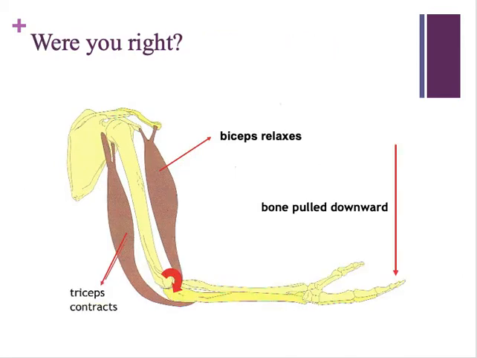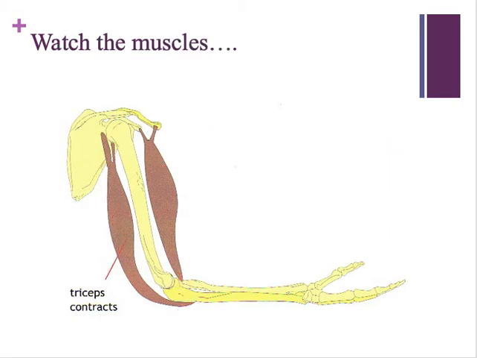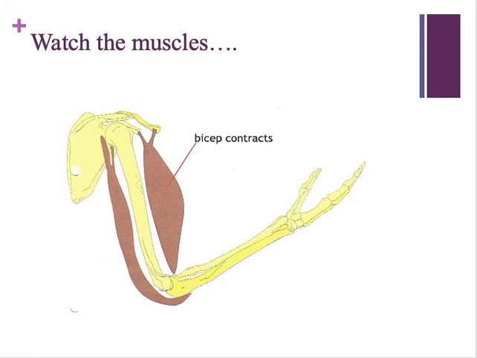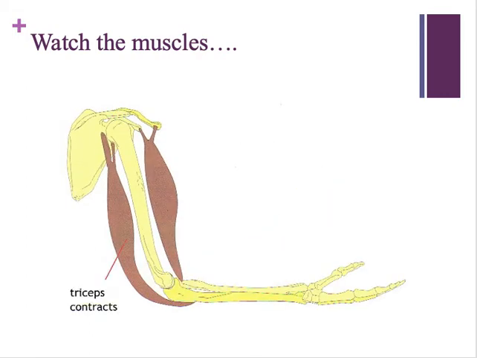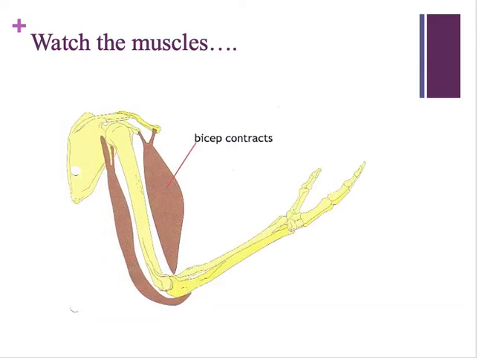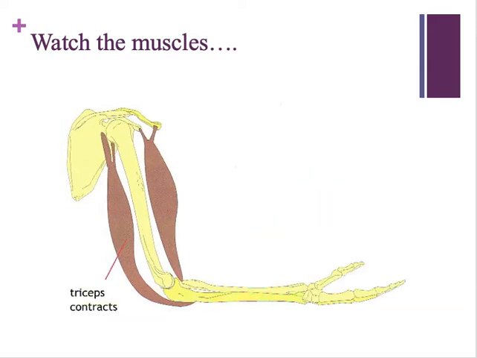I bet you got this correct. Your triceps here contracts, so it gets shorter. And if it gets shorter, it's pulling on this bit here of the bone and pulling it downwards, and that's forcing your biceps to relax, and it's opening out the joint, the elbow joint. So watch the muscles again. Triceps contracting, biceps contracting, triceps contracting, biceps contracting, triceps contracting. That's probably enough of that.